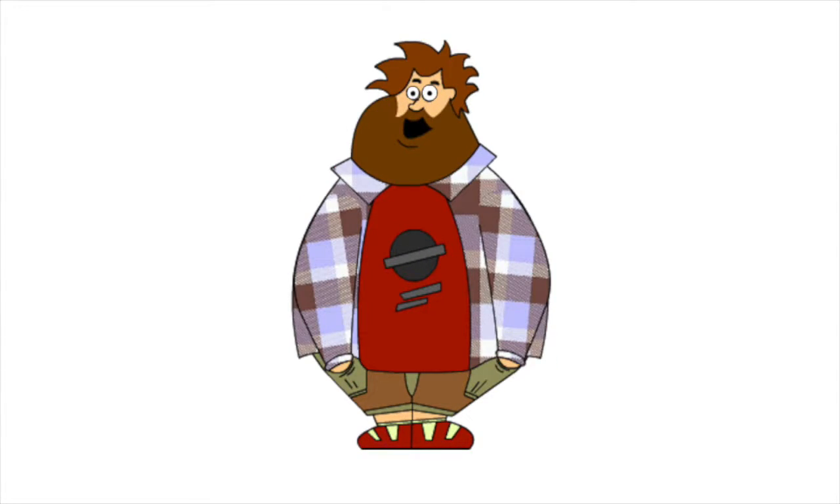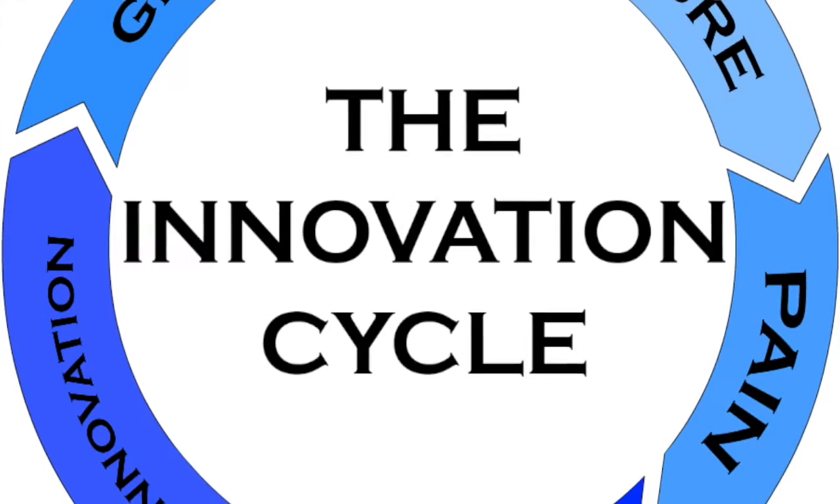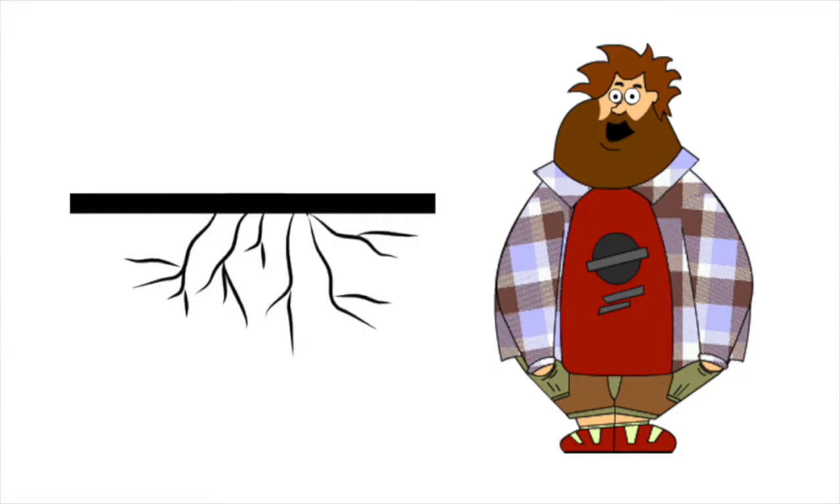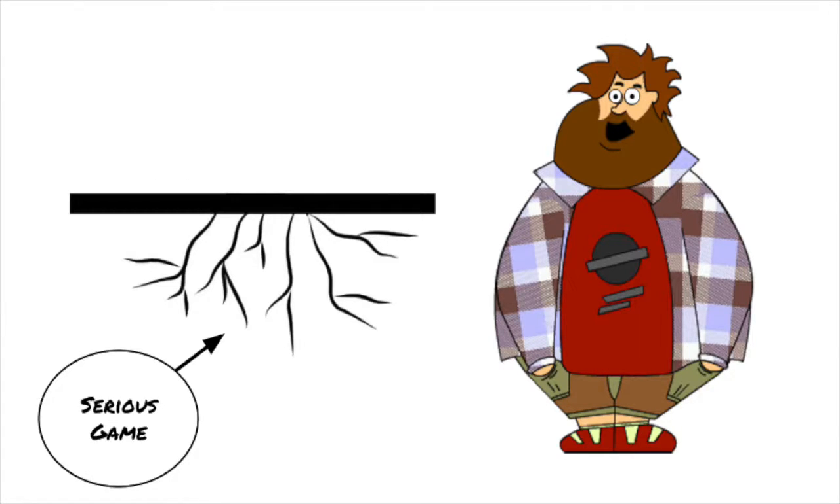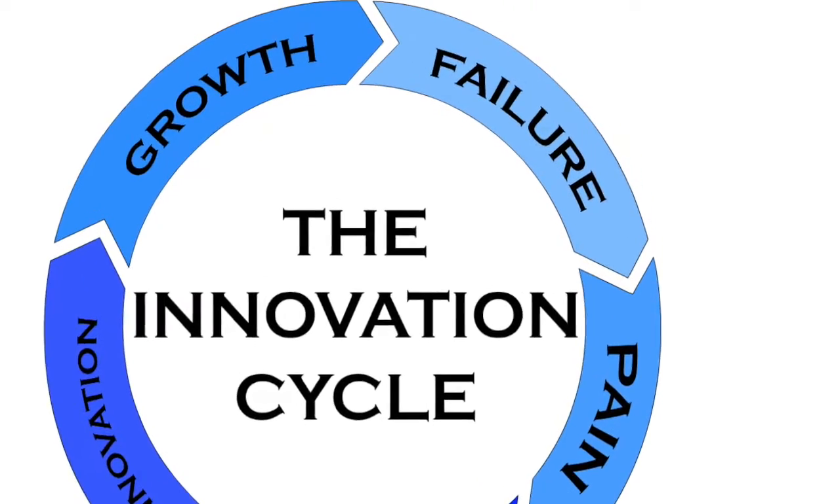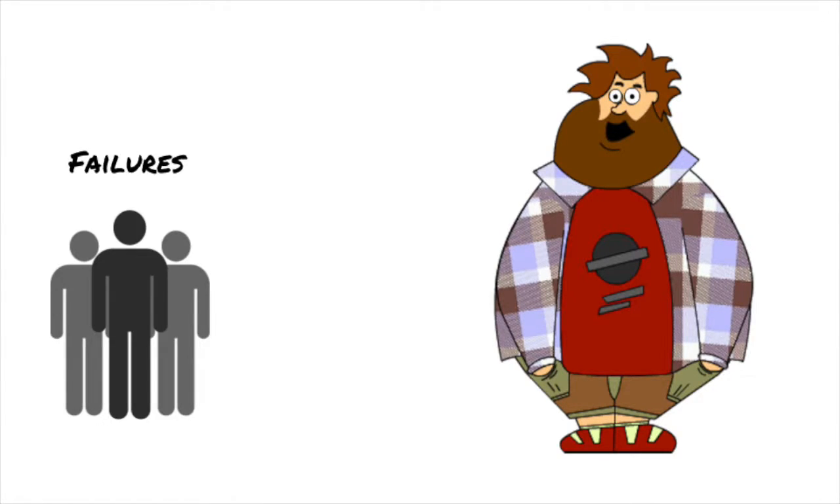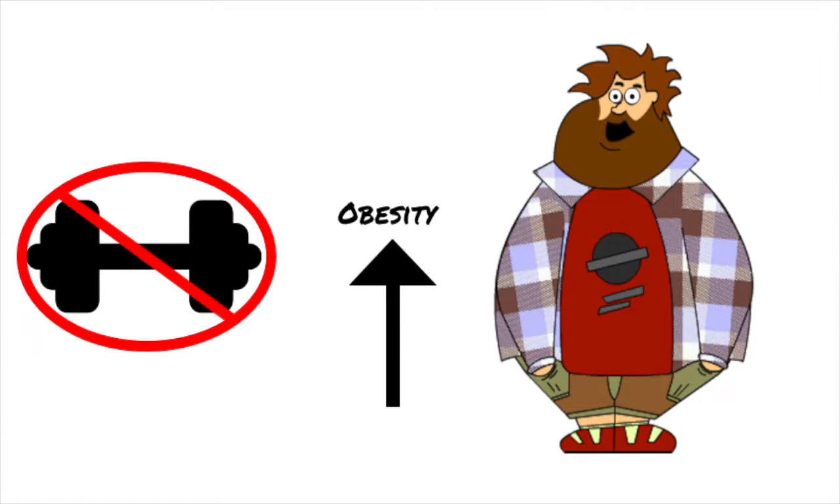For example, let's assume that you chose fitness as the category and you decided to further narrow your focus on obesity. You would next use the innovation cycle to help you become much more specific with regards to the root cause of the problem that your innovative new serious game must address. We first focus on failure. Identify specific failures in people's lives that are leading to a lack of fitness and increased obesity.